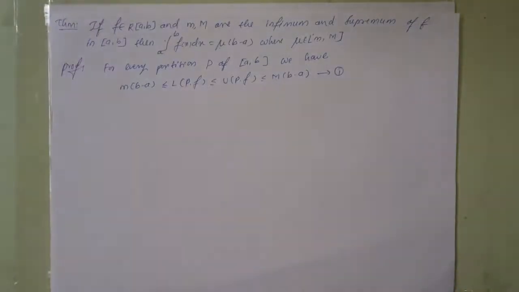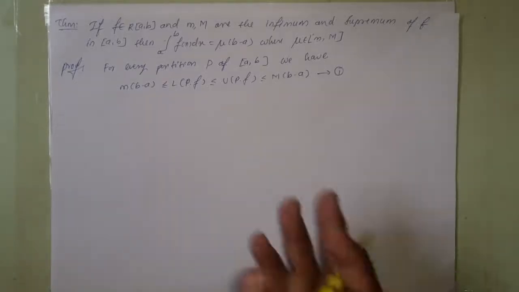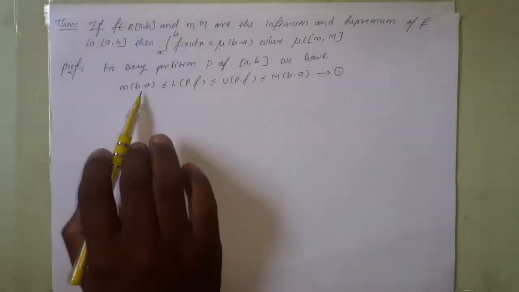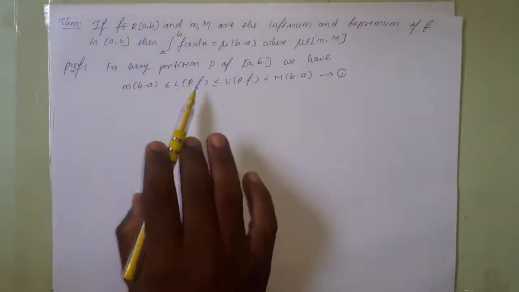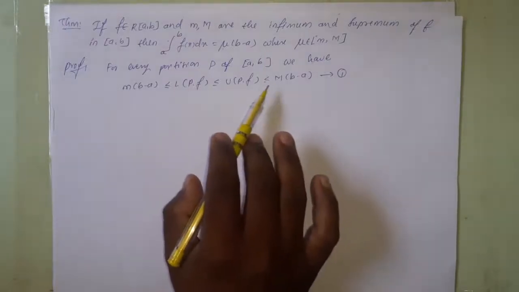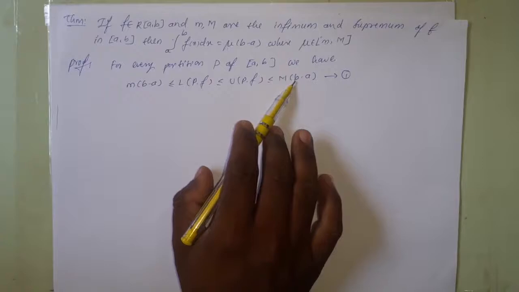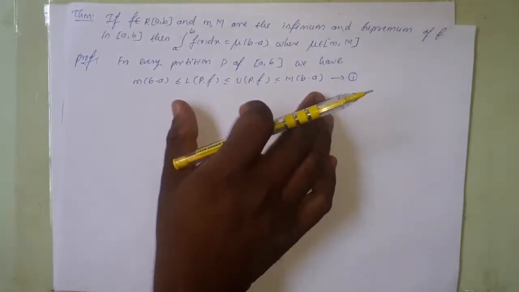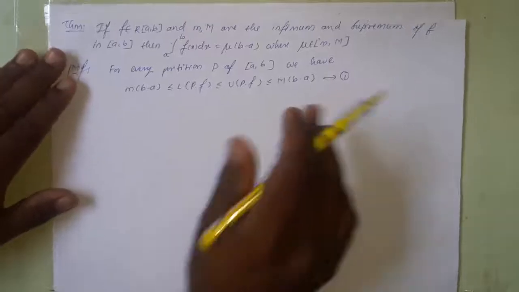This is the first result on Riemann upper sum and Riemann lower sum that we have already proved at the starting of the Riemann integral. So here m times (b minus a) is less than or equal to the lower Riemann sum, which is less than or equal to the upper Riemann sum, which is less than or equal to the supremum times (b minus a). This is the important inequality; consider this as equation 1.